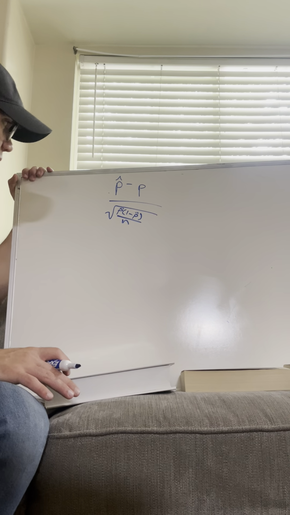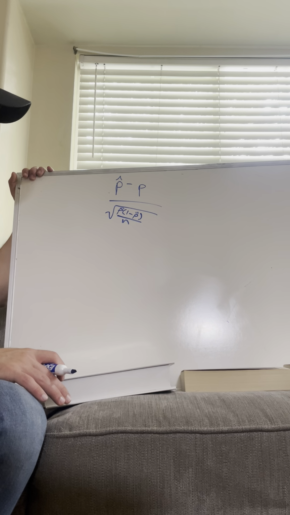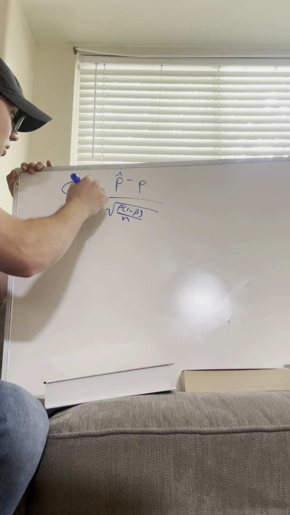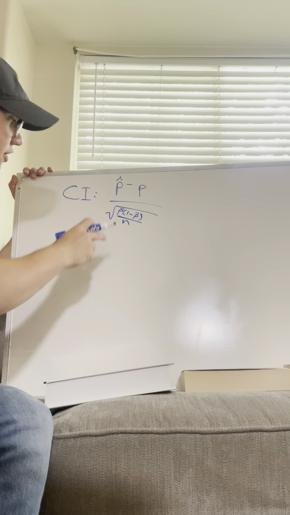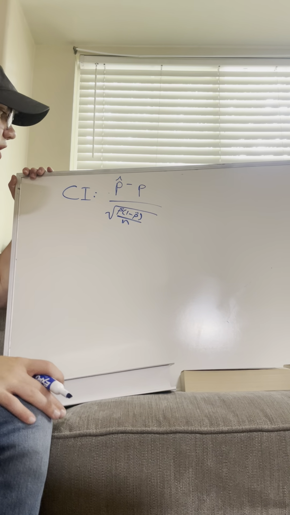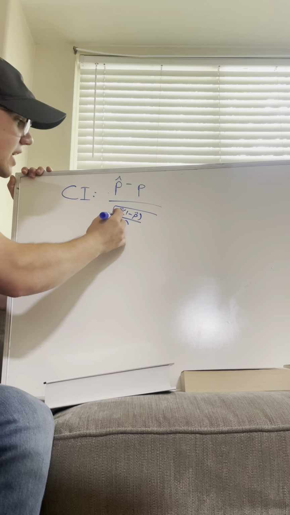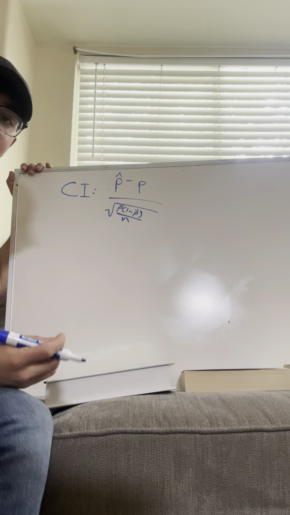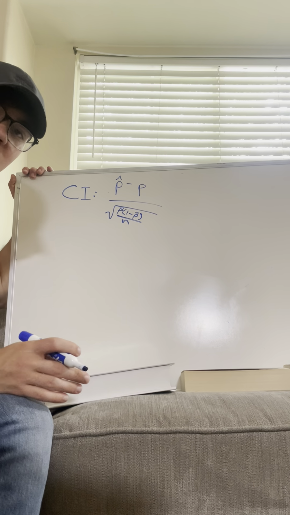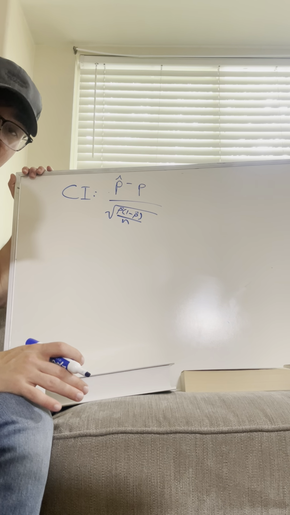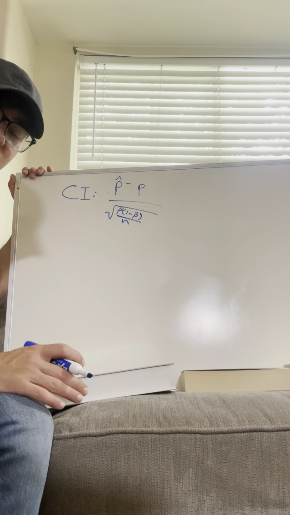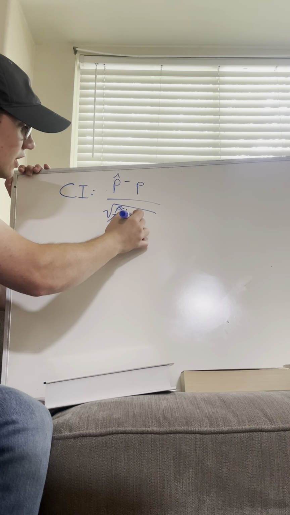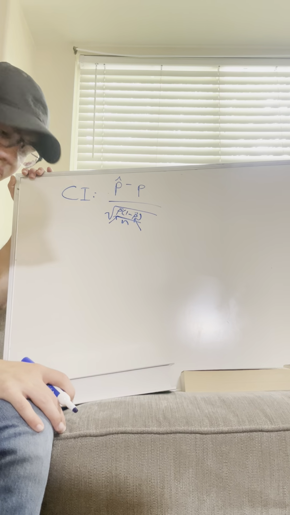Some notes with proportions. If you are doing a confidence interval with proportions, this is what you're going to do. You're going to have p hat minus p over the square root of p hat times 1 minus p hat over n. We're going to be using p hat for all of these because we don't know what the true population proportion is, and we don't have a guess or an assumption about what it is. So the only proportion we can plug in down here for these proportions is p hat.